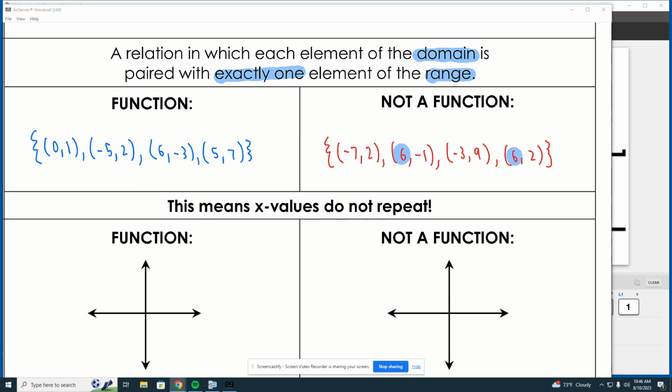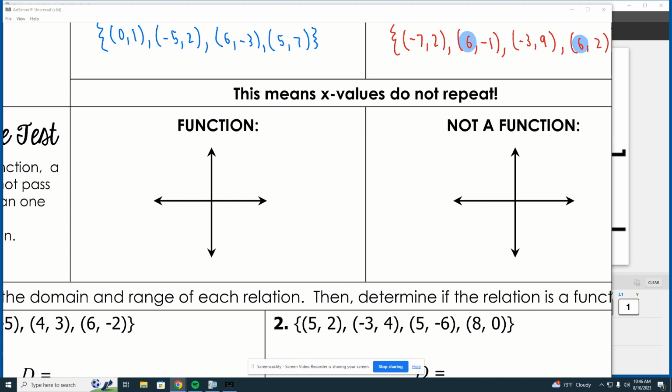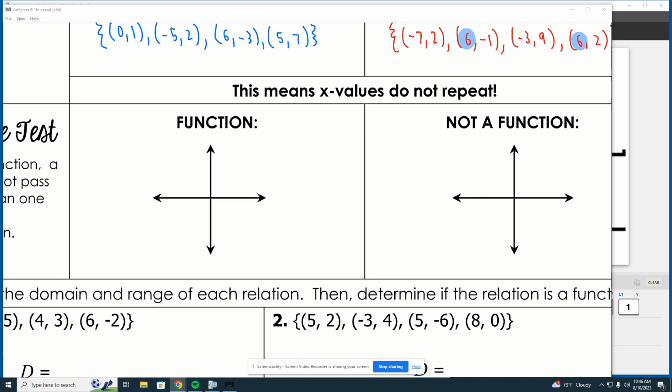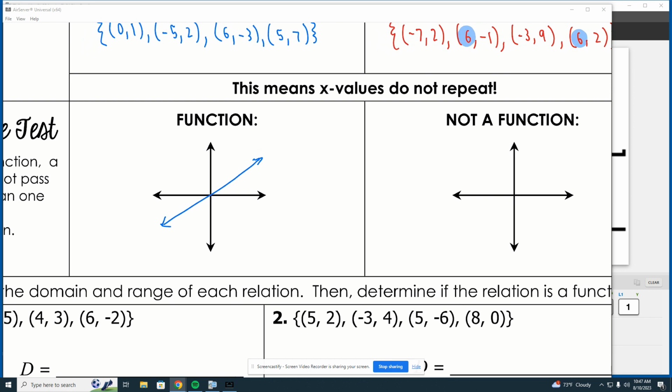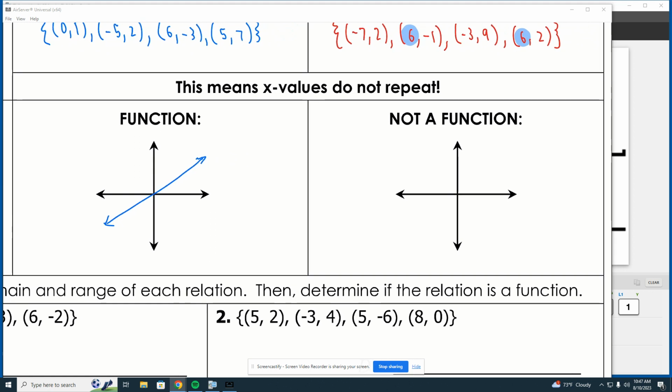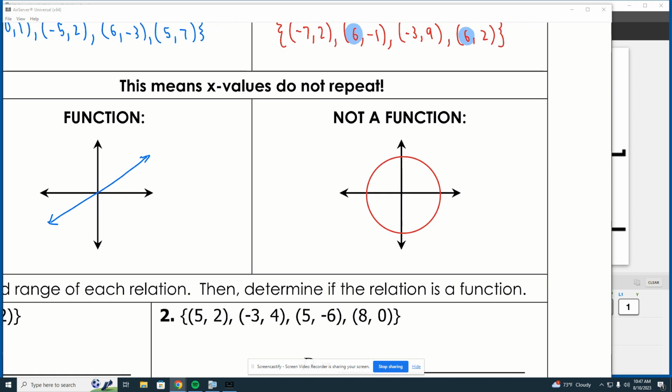Let me explain. This would be a great example of a function. What is that? It's a line. A line is a great graph representing a function. But let me draw you a graph that's not a function. A circle. I'm going to explain to you real quickly what we just talked about and why this is proof that it's not a function. Okay, look at this thing.